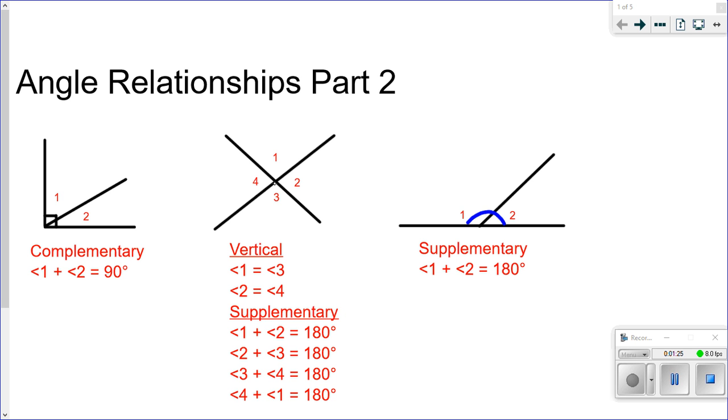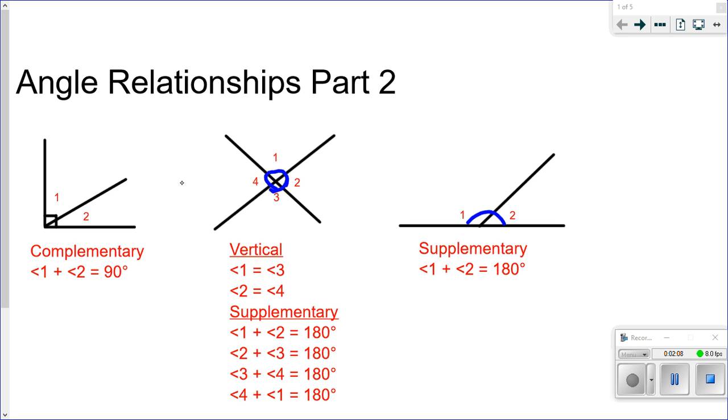All right, so let's look back at this one. I said there are also supplementary angles. That's because there are straight lines that have been split. So if we look right here, the distance from here to here is 180 degrees, so angle 1 plus angle 2 equals 180 degrees. There are also other supplementary angles here. If we look at this straight line, from here to here is 180 degrees, so 2 plus 3 is 180 degrees, and 3 plus 4 is 180, and 1 plus 4 is 180. All right, so that's a review of part 1 on angle relationships.